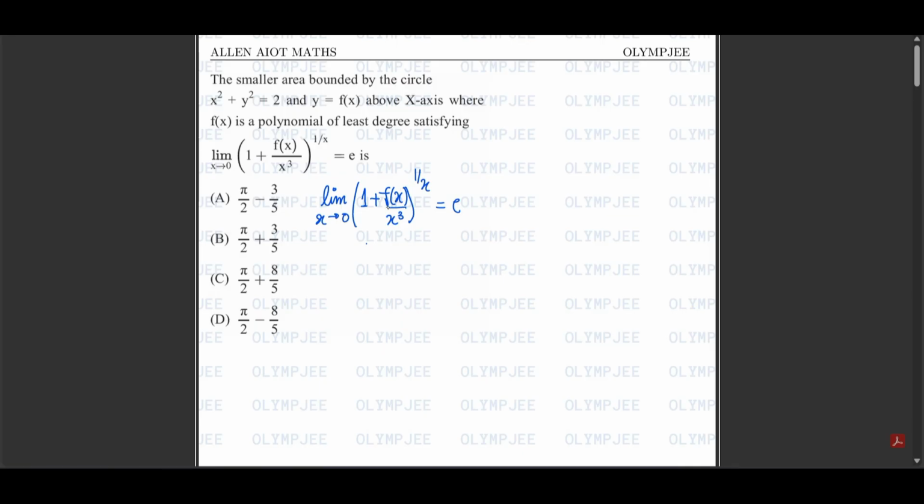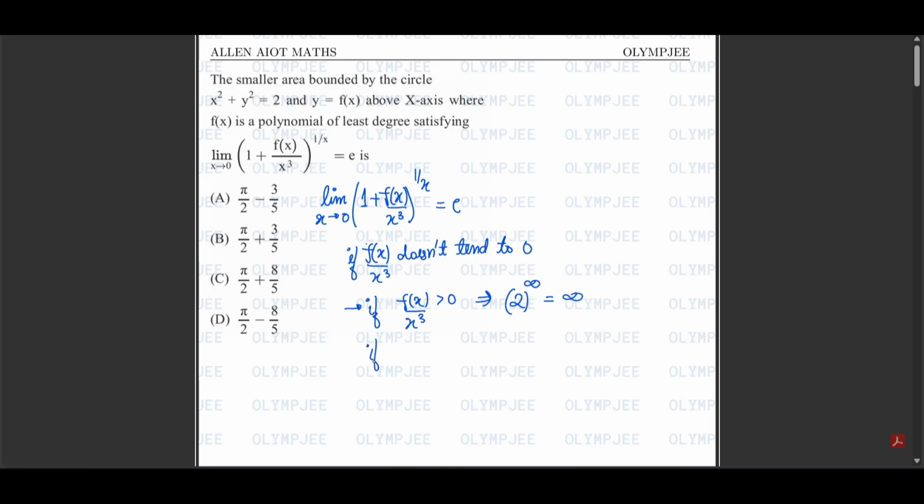So this is something like the form 1 raised to power infinity, right? And if this has a finite value e, then this value must be tending to 0. Why? Because if f(x) by x cube does not tend to 0, then if f(x) by x cube is greater than 0, then this will be of the form 2 raised to power infinity, or something greater than 1 raised to power infinity, which becomes infinity.